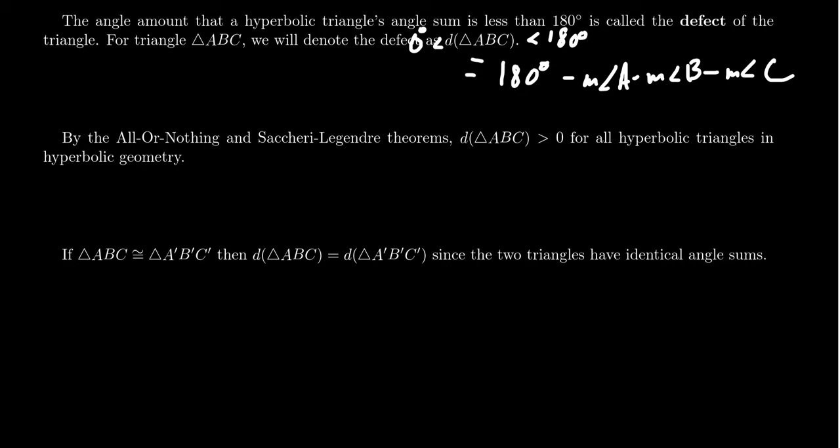Another thing important to realize is that defect is always a positive quantity. When two triangles are congruent, so ABC is congruent to A prime B prime C prime, then their defects will be equal to each other. This follows very quickly from the formula for the defect: if two triangles are congruent, their angle measures will be congruent, and therefore this difference from 180 will be identical. So defects are equal for congruent triangles.